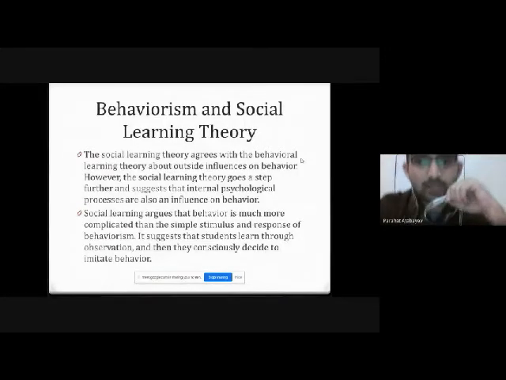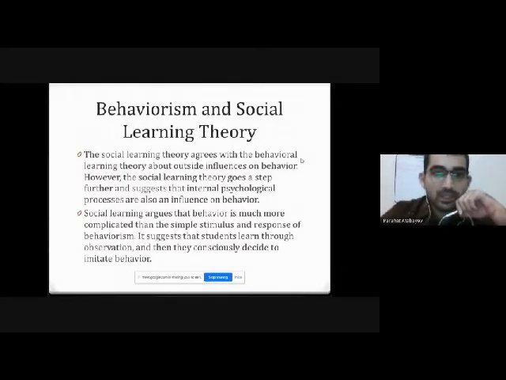Behaviorism and the social learning theory. The behavioral learning theory and the social learning theory stem from similar ideas. The social learning theory agrees with the behavioral learning theory about outside influences on behavior. However, the social learning theory goes a step further and suggests that internal psychological processes are also an influence on behavior.